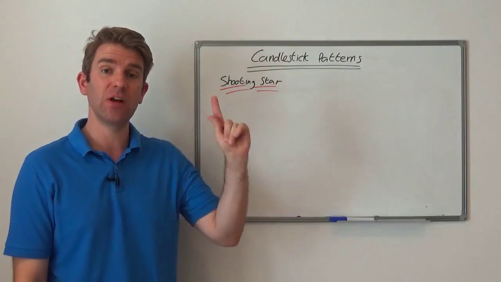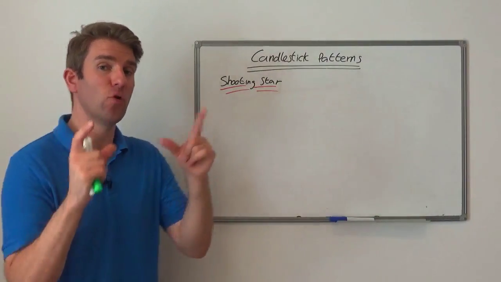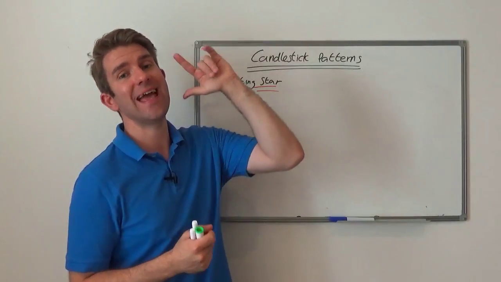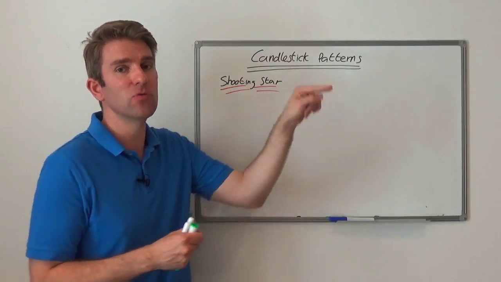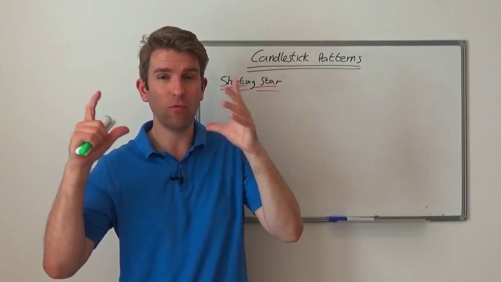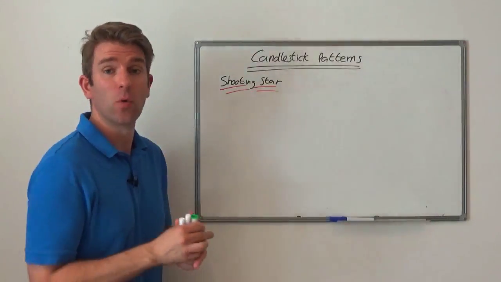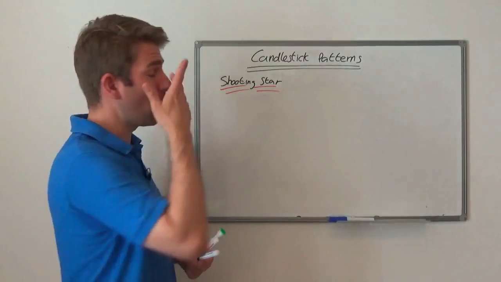And in this particular video, we're talking about the shooting star. That's a name for a candlestick pattern that occurs at the end, potentially, of an uptrend. Let's dig down into it, and also look at the textbook definition of it and see if we can work out in our heads exactly what it means for us as traders, exactly who is on the other side of the trade, and why it occurs.